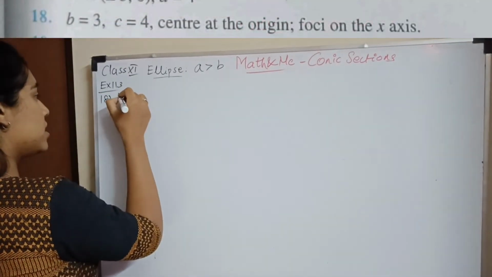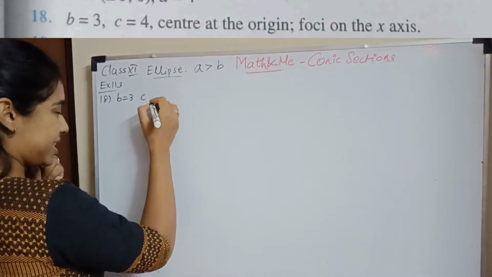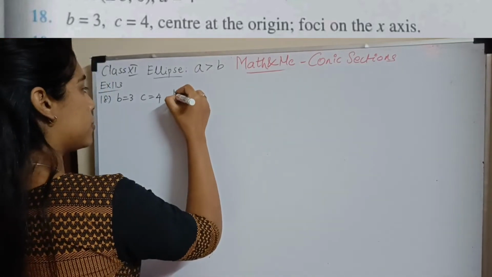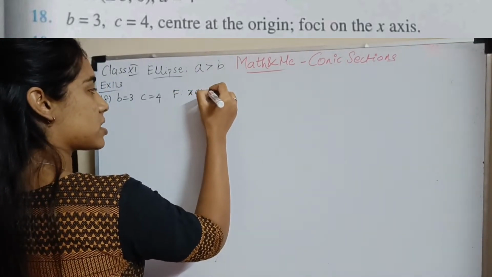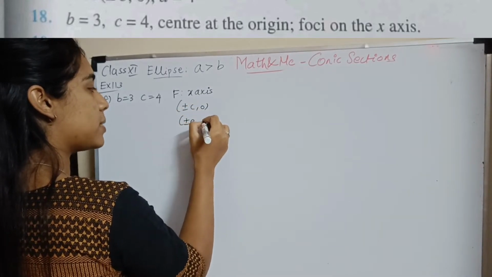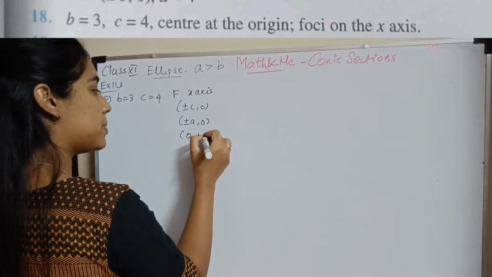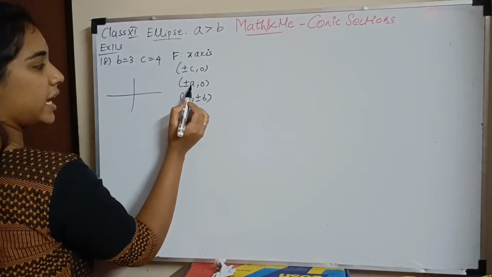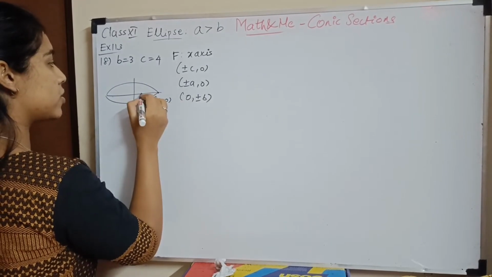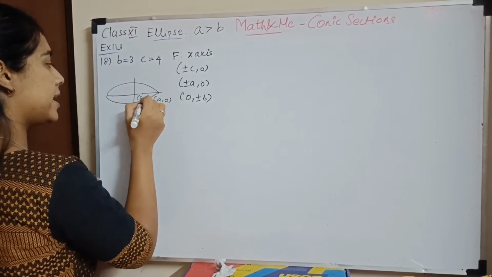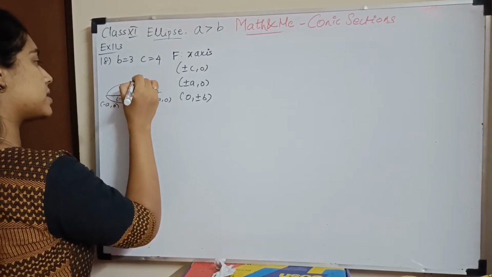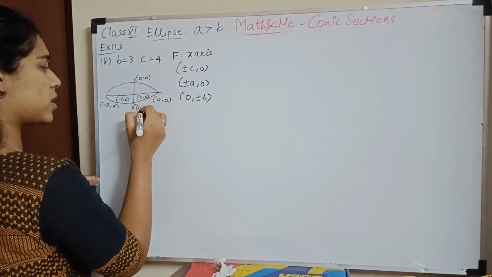Question number 18. B equals 3, C equals 4 and the center is at the origin. Foci is on the x-axis. On the x-axis, how will the coordinates be? Plus or minus C, 0. The rest are plus or minus A, 0 and 0, plus or minus B. So how will the ellipse look? A is along the x-axis, so this is how it will look like. A, 0. My focus is along the x-axis. Minus C, 0, minus A, 0. This is 0, B. This is 0, minus B.